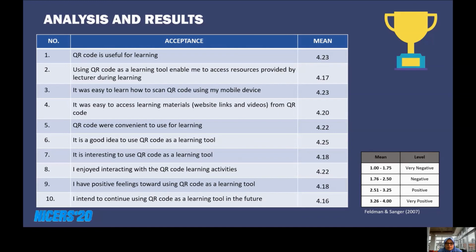The table indicates the lowest mean is 4.16 regarding the students' intention to continue using QR code as a learning tool in the future. It shows some of the students are not ready to continue using QR code in the teaching and learning process. Nowadays, the teaching and learning process has shifted to digital technology. Therefore, the students should prepare and adapt themselves to the new technology revolution.